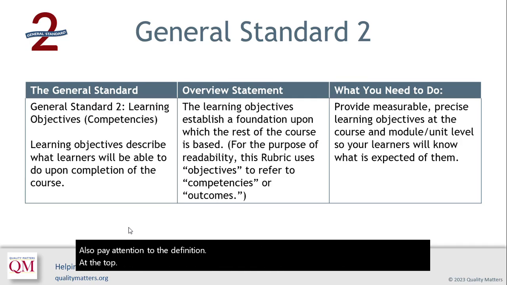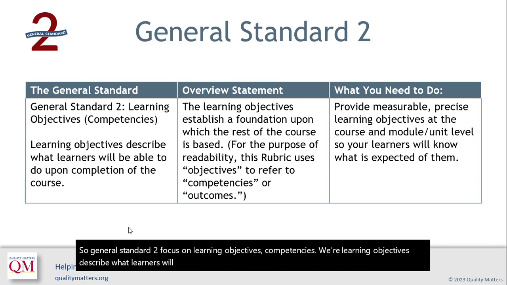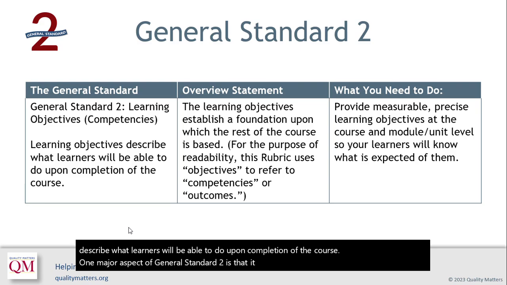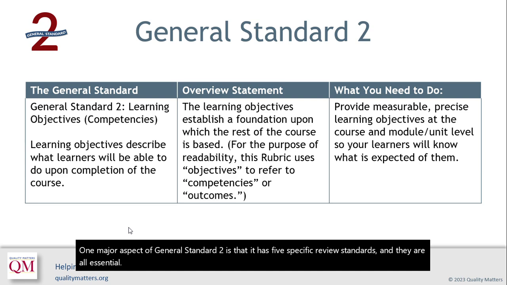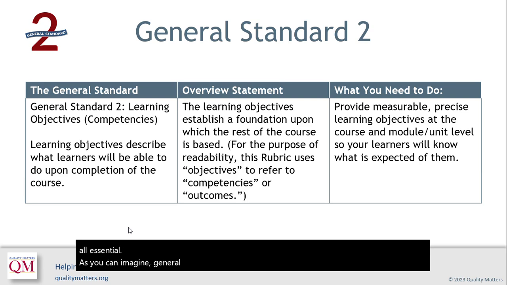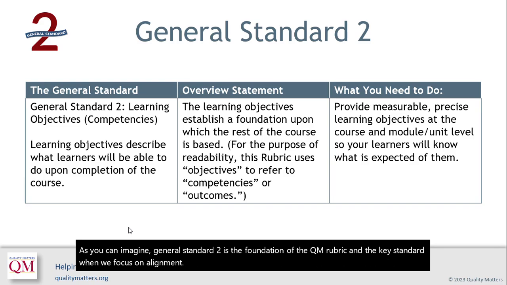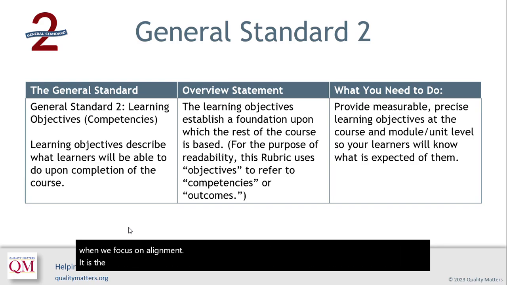So General Standard 2 focuses on learning objectives, competencies, where learning objectives describe what learners will be able to do upon completion of the course. One major aspect of General Standard 2 is that it has 5 specific review standards, and they are all essential. As you can imagine, General Standard 2 is the foundation of the QM rubric and a key standard when we focus on alignment. It is the only general standard in which all specific review standards are essential.